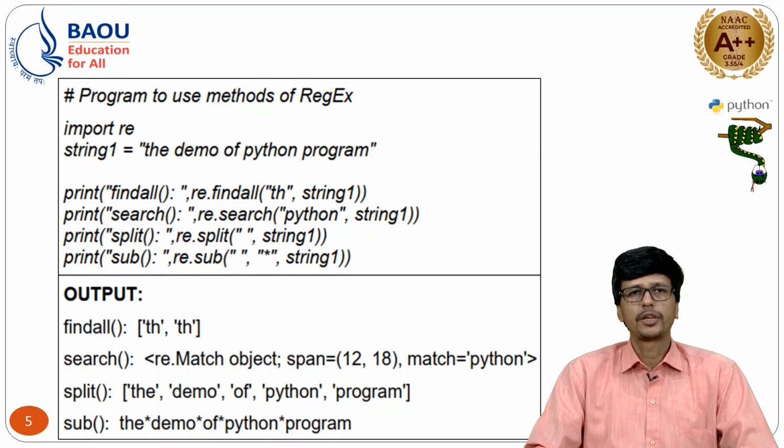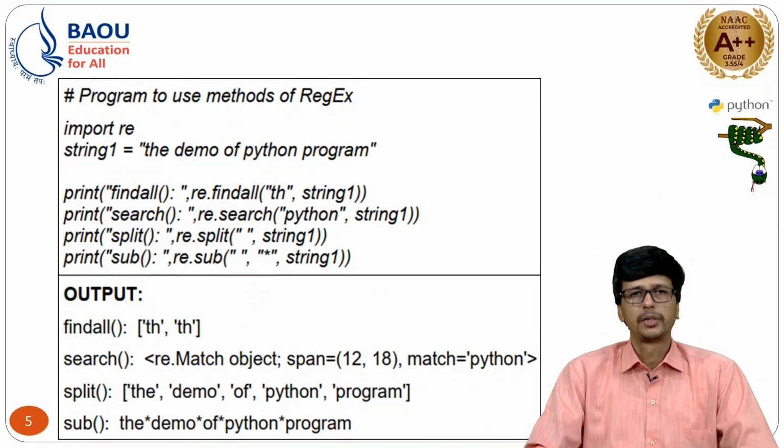Then after that, split. Suppose you want to split that particular string, here you have to use a delimiter. So here you are using split, and the delimiter is space. Wherever a space is found, a comma will appear, and the string will be split in the form of list elements.